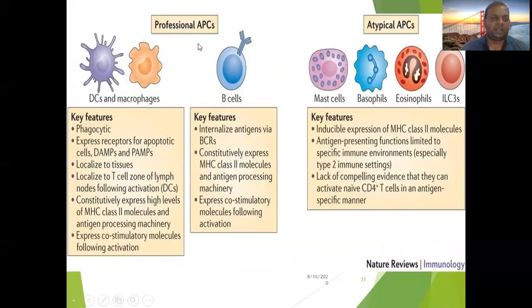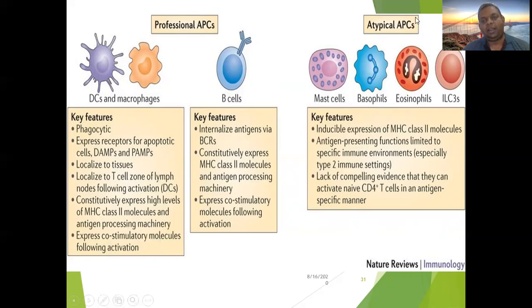So here, professional APCs: dendritic cells, macrophages, and B cells. There are key features. B cells, dendritic cells and macrophages, as phagocytes, express receptors for damage-associated molecular patterns and pathogen-associated molecular patterns. It's important in sepsis, localized to tissues, localized to cell zones of lymph nodes following activation. Likewise, they express stimulatory molecules following activation.